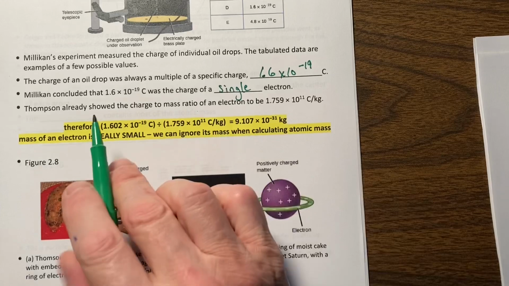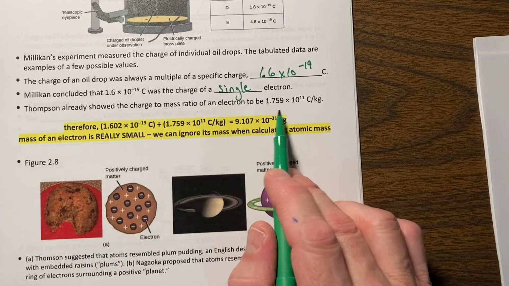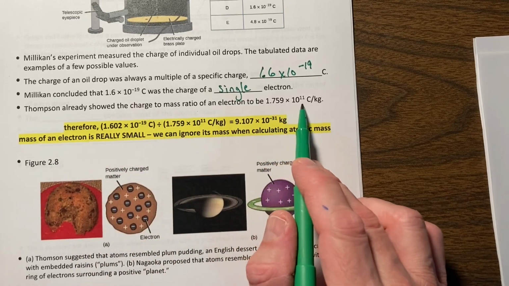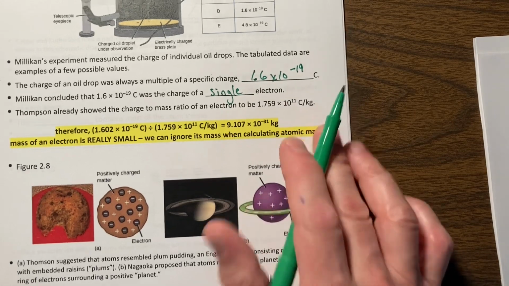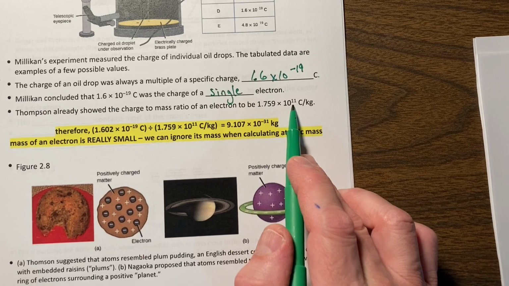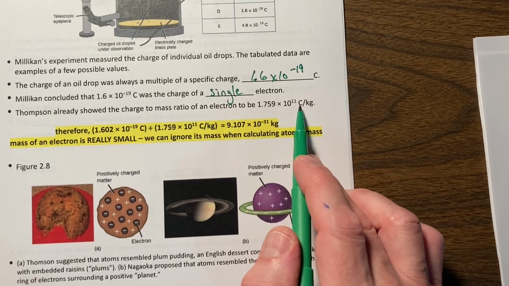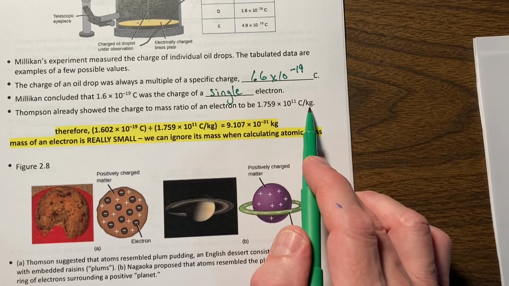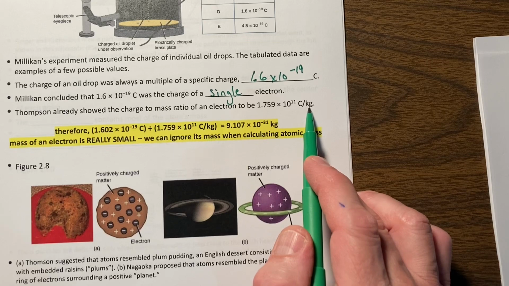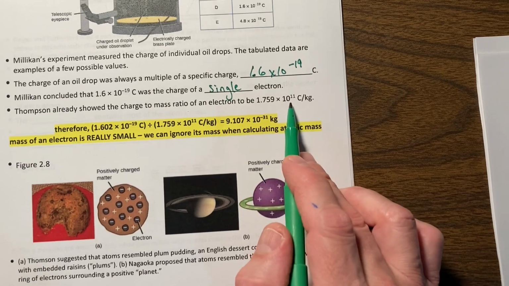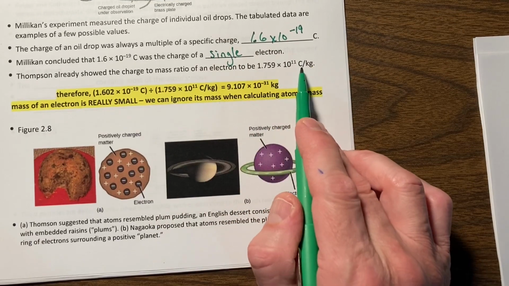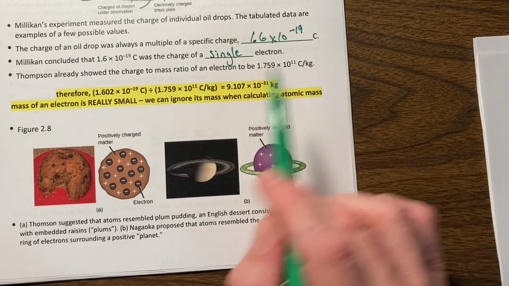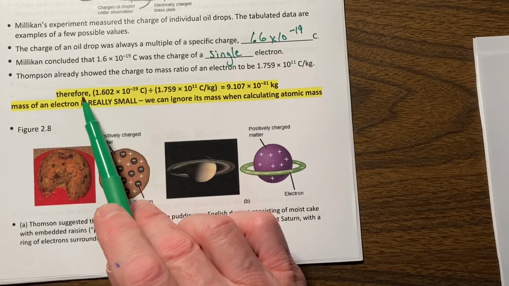So since Thomson had already shown that the charge to mass ratio was 1.759 times 10 to the 11th coulombs per kilogram, that's a huge number, 10 to the 11th. But that makes sense, because if you have a kilogram of electrons, that's a huge number of electrons. So it's going to have a rather large charge, and each electron only has that much of a charge. So this is what they did.